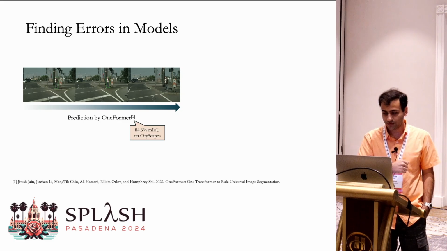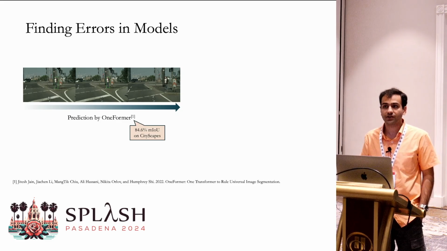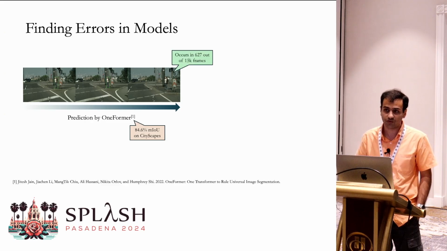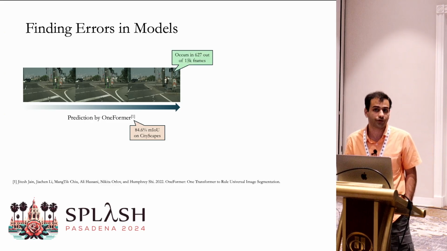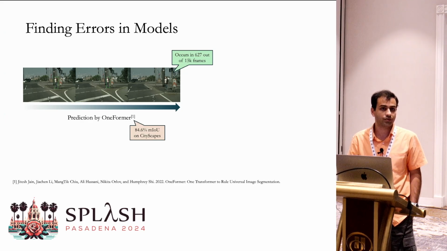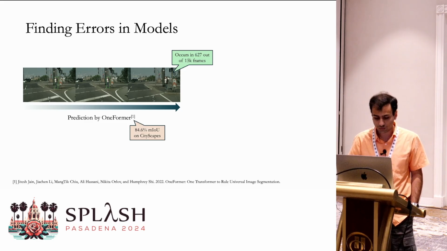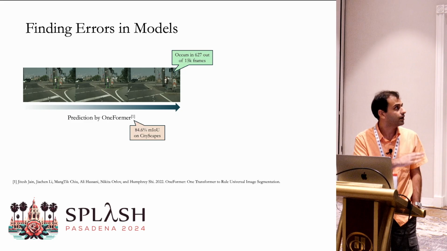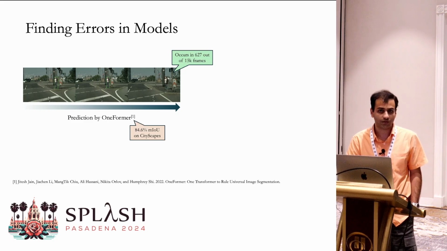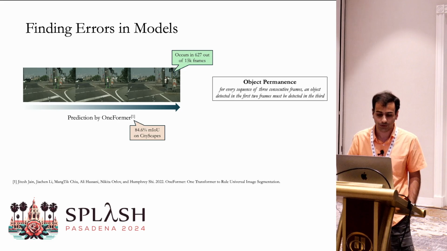And this is a very critical error, but it's also a very sparse error because it only occurs around 627 times out of 15,000 frames. So imagine filtering through all those frames just to find these kinds of errors. So we then looked back at this and we realized that this is a pretty basic property of object permanence that is being violated by this model.